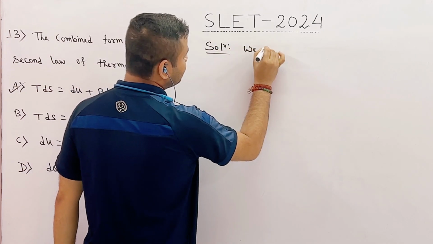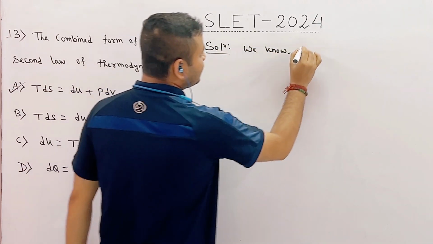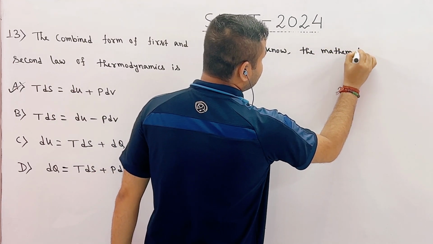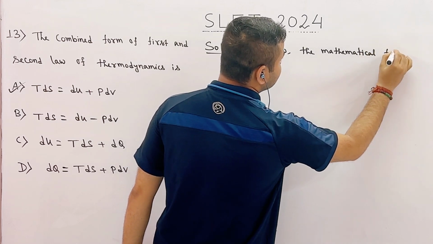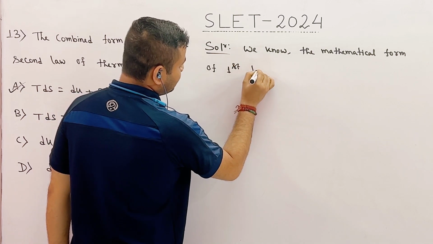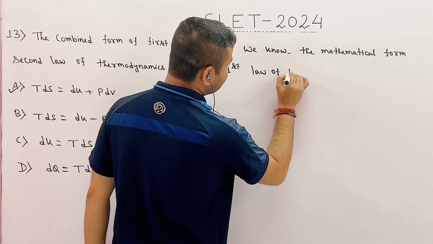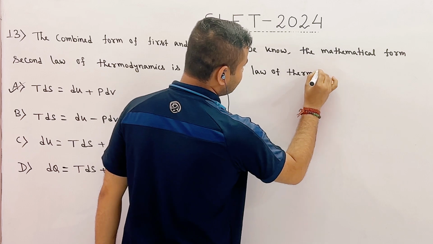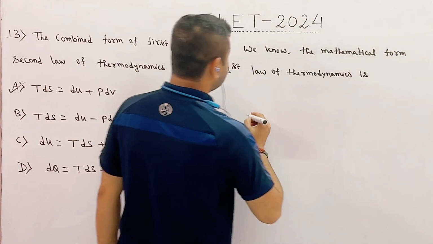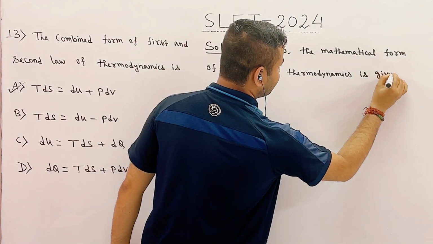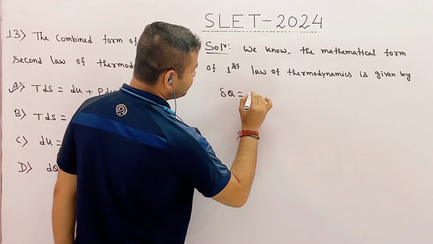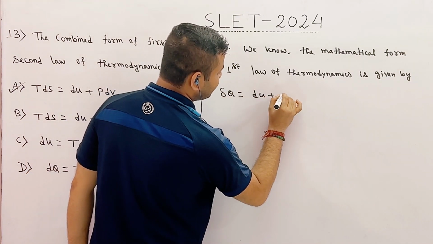We know the mathematical form of first law of thermodynamics is given by delta Q is equal to dU plus delta W.